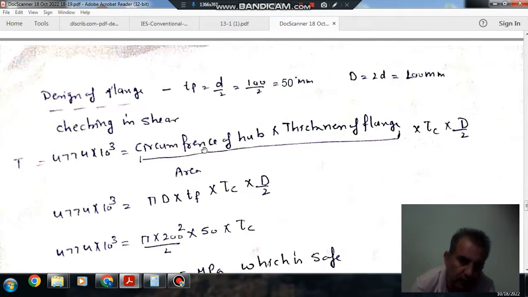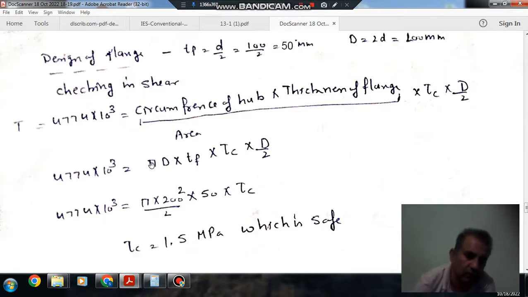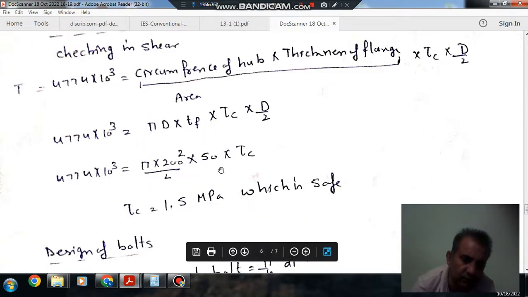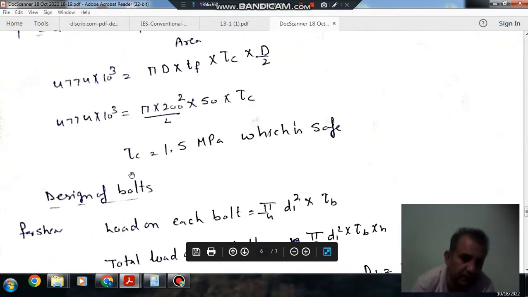This is your area responsible for failure, and if we multiply by shear stress, then it will be force, and as it is acting at the outer periphery of the hub, it is multiplied by d by 2 to get torque. Now we'll put these values. The circumference of the hub is pi d and this is Tf, and now we can check for shear stress. The shear stress comes out at 1.5 MPa, which is also safe because it is made of cast iron, and the cast iron permissible stress is 8 MPa, so this is safe.